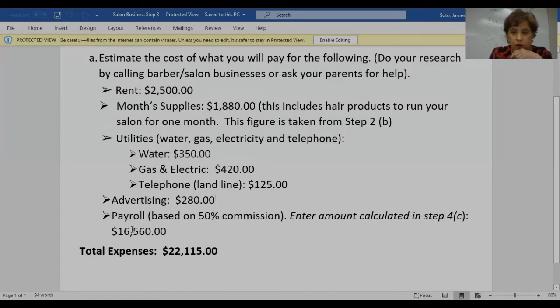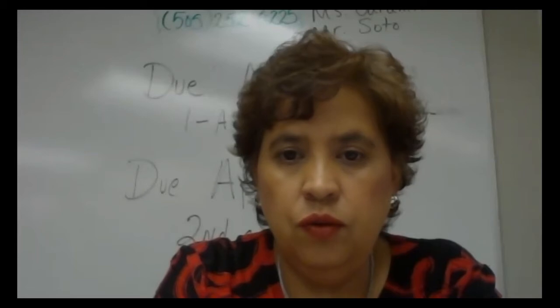Payroll. So the payroll here, class, you're going to enter the amount that you calculate in step 4, part C, for the payroll. And I'm going to go to that next. The total expenses of all these costs here is going to total out to be $22,115. Okay.